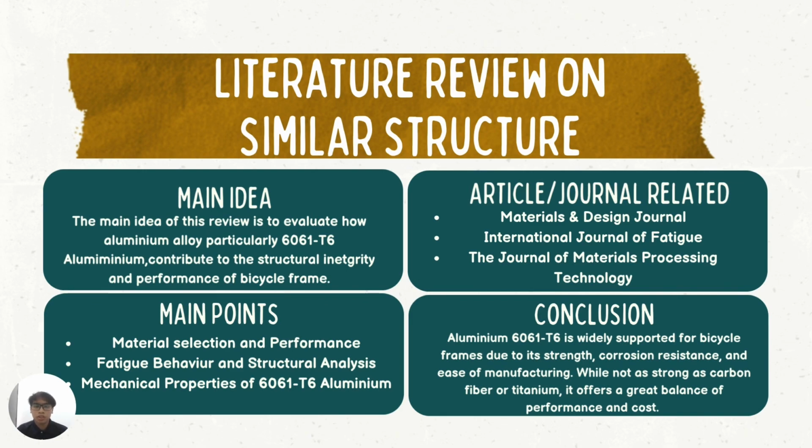For the conclusion, aluminium 6061-T6 is widely supported for bicycle frames due to its strength, corrosion resistance, and ease of manufacturing. While not as strong as carbon fiber or titanium, it still offers a great balance of performance and cost.